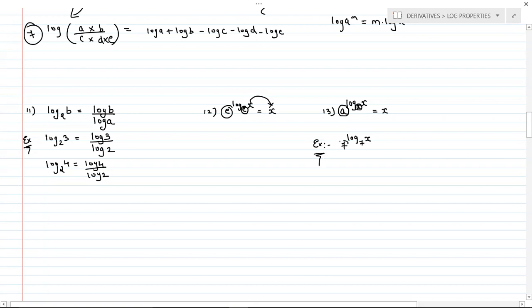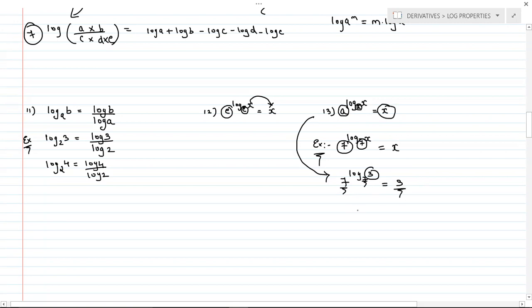So whenever you see this 7 and 7, it is the same. Just simply write the answer as x. Suppose I say 7 to the power log 3 to the base 7. Whenever you see this 7 and this 7 the same, you apply this property. According to the property, you write only the x part as the answer. Here x is replaced by 3, so you write 3.